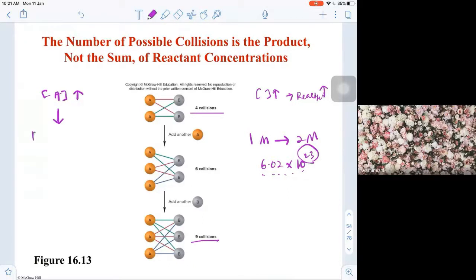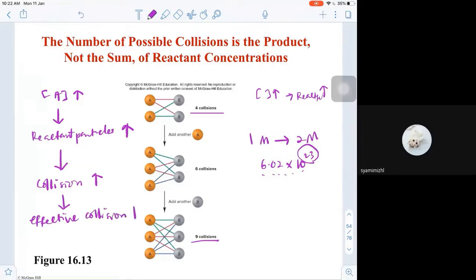That is the consequence when we increase the concentration of the reactants. The number of reactant particles will increase. When the number of reactant particles increases, then the frequency of collisions will increase. When the frequency of collisions increases, then the frequency of effective collisions will increase. When the frequency of effective collisions increases, then the rate will increase. This is the consequence when we increase the concentration of the reactant.